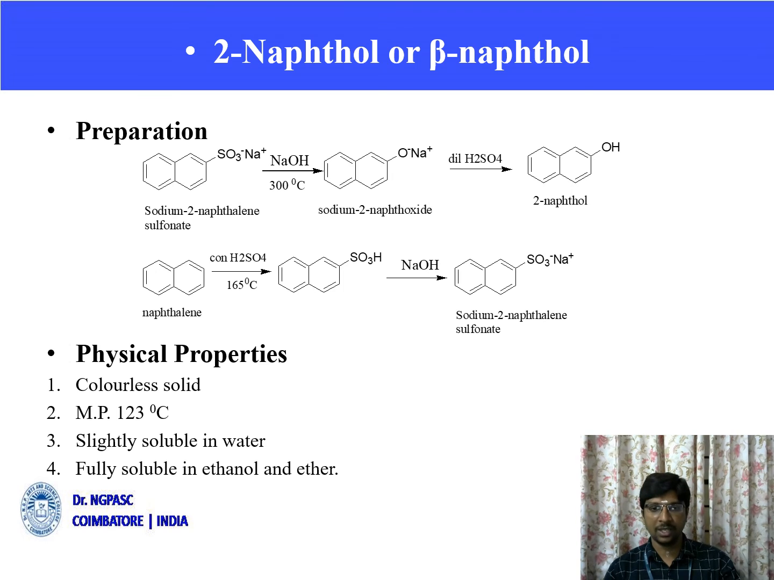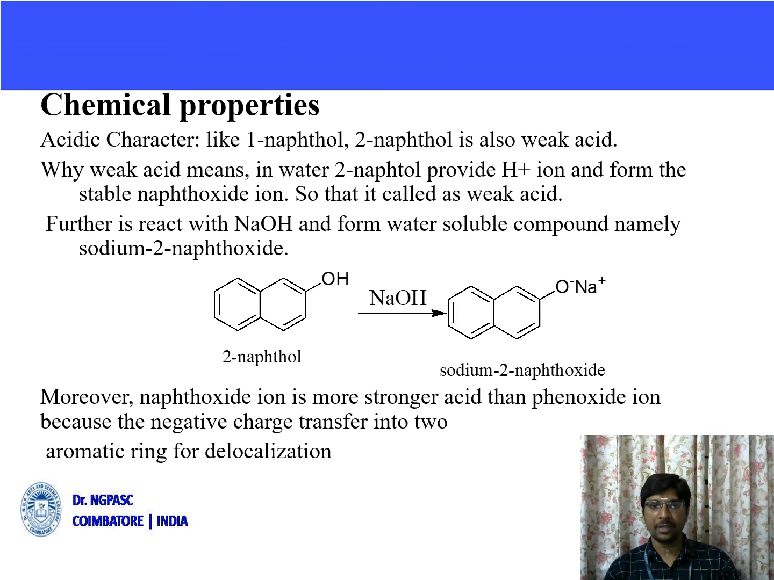So the same thing here, the 2-naphthol is also a colorless solid, and the melting point compared to 1-naphthol is similar, somewhat high. That means the melting point is 120 degrees centigrade, and it is slightly soluble in water, then fully soluble in ethanol and ether. And another thing, chemical properties.